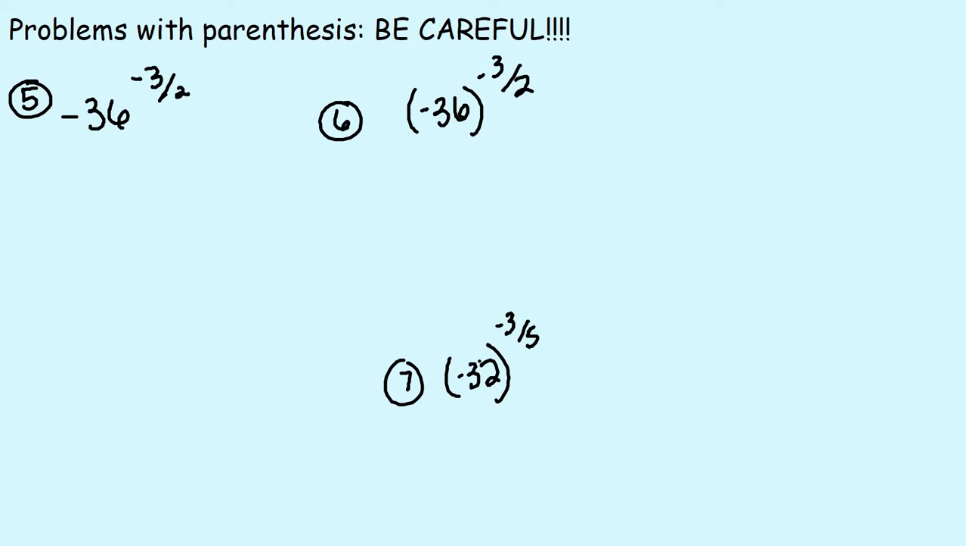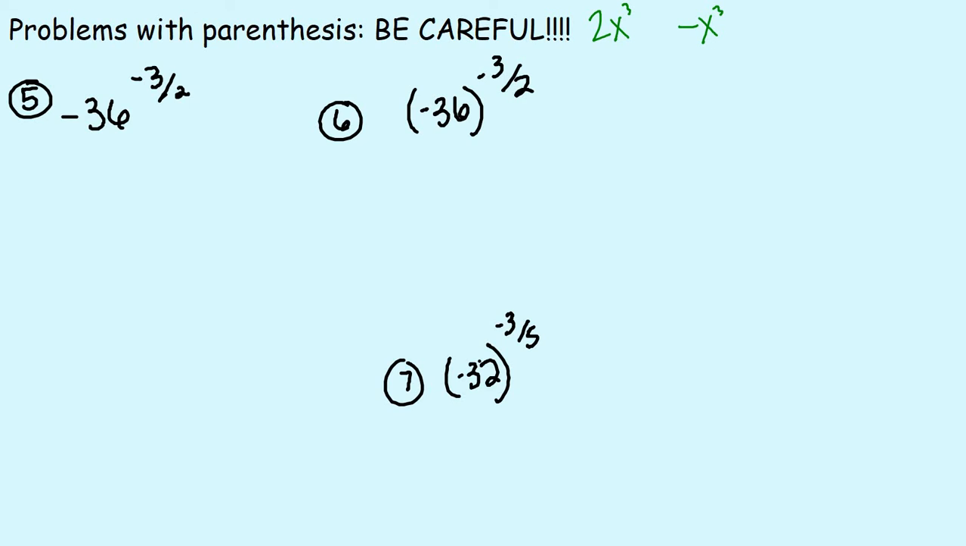Okay, the biggest problem with these kinds of exponents is negative signs and kids messing up how to deal with them. You have to be careful, okay? You have to realize what you're talking about. This negative is not being raised to the negative 3/2. Just like when you have 2x cubed, the 2 is not being cubed. Just like when you have negative x cubed, the negative is not being cubed, okay?